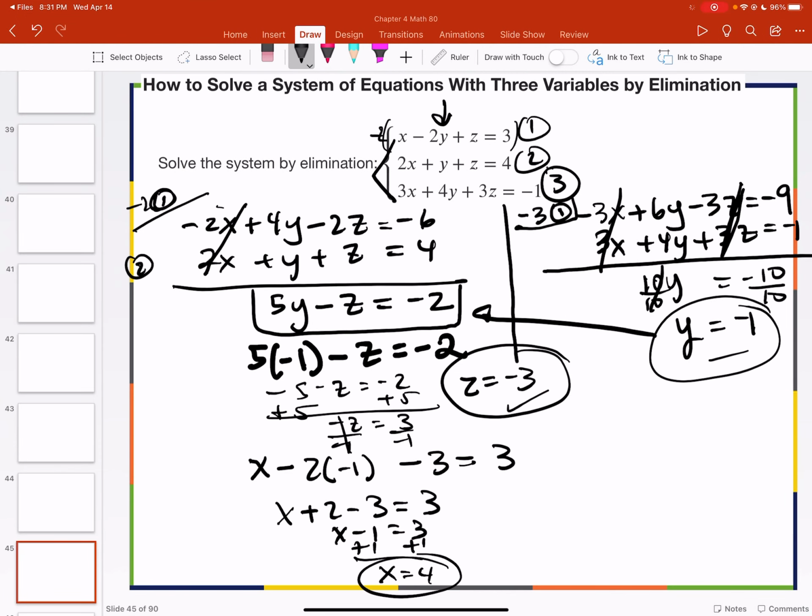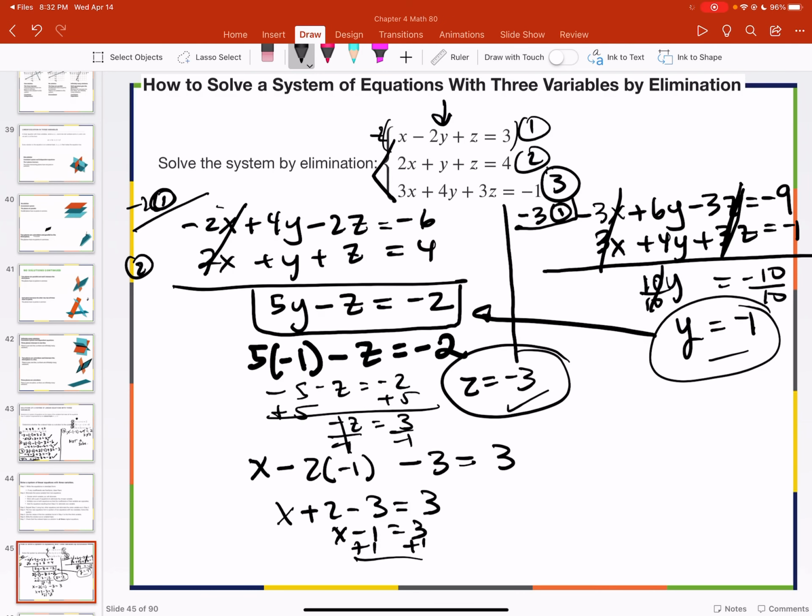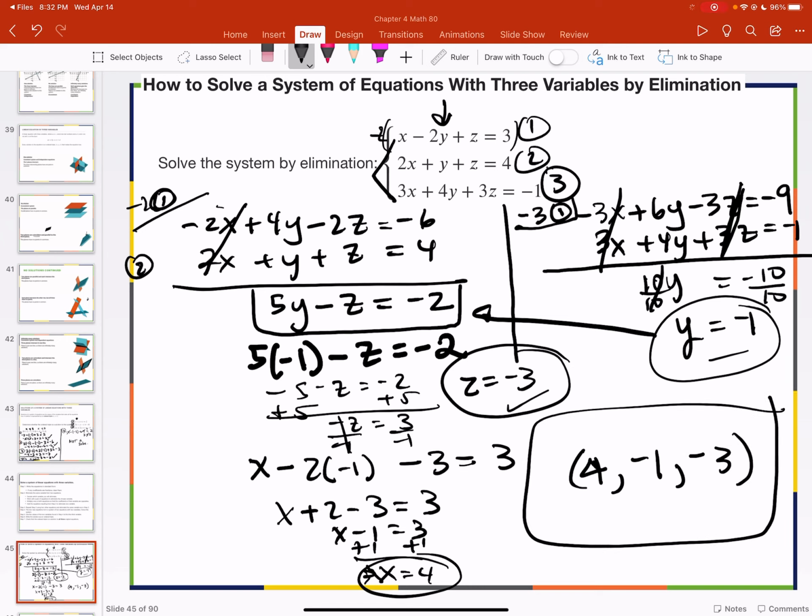So my solution here finally is x is 4, y is negative 1, and then z is negative 3. And that's your answer. Okay? And this will fit all three of them.